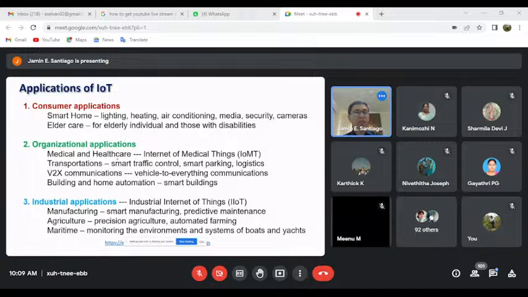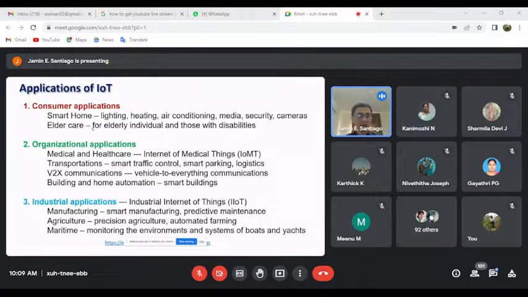smart thermostats. Then for elderly care, we are trying to get into this, but we have the problem of ensuring that we meet the right health standards, because this involves the health and safety of people. So for elderly individuals and those with disabilities, what IoT device can we make that will increase the quality of life for them?